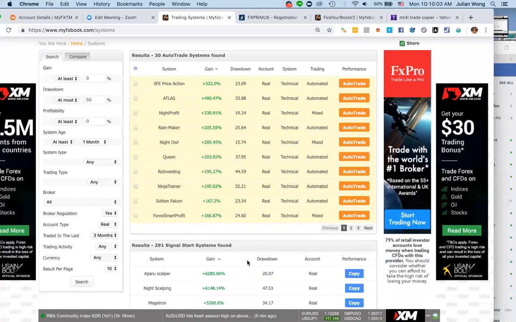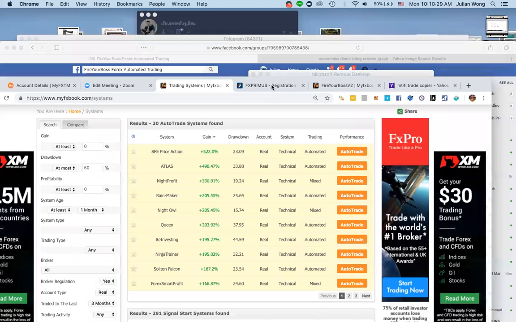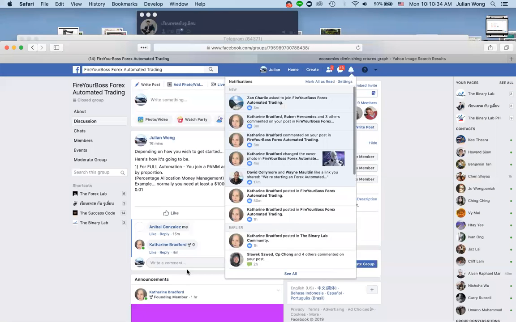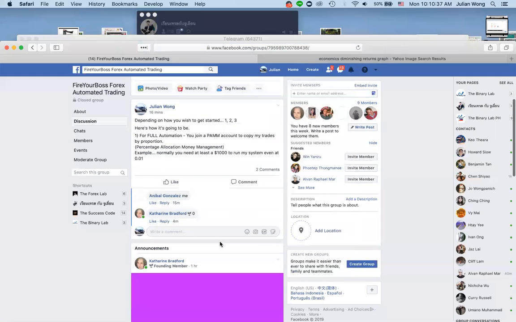It's on signal start. A lot of people ask me why I don't put my system on signal start. You know the real reason why? Who wants to know the real reason why I don't put my system on signal start? So I put my system on FX Book to make everyone happy, but I'm not putting it on auto trade. I'm not putting it on signal start. Who wants to know why? You can type this in the group. Anyone?